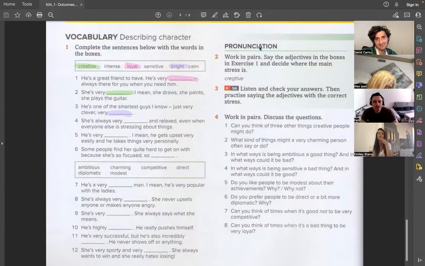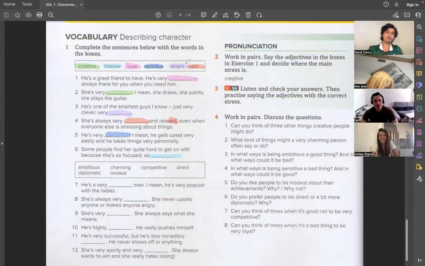She's always very calm and relaxed, even when everyone else is stressing about things. Calm and relaxed. And remember here, it's not relaxed, it's relaxed. Good. And Ferry. He's very sensitive. I mean, he gets upset very easily and he takes things very personally. Good. And Emily. Some people find her quite hard to get on with because she's so focused, so intense. You're focused, you have a lot of energy, you're intense.